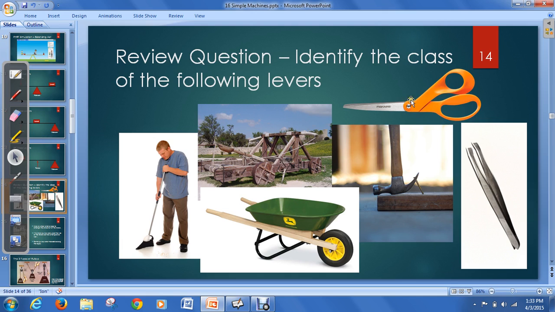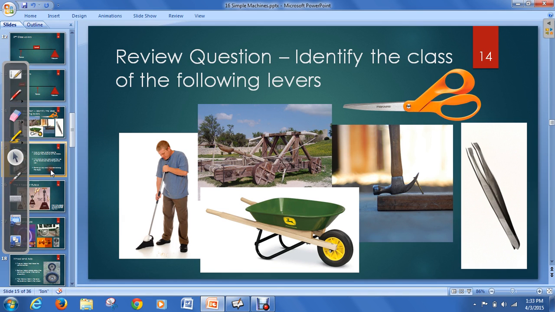And then last of all, a pair of scissors. This is actually 2 first-class levers put together, because you got the fulcrum in the center, you got the force on the outside, and you got the load on the other side. So this is a first-class lever. Hopefully that makes sense. If you need more practice, you can find other examples of levers and see if you can determine what type of class they are. Okay, let's move on to pulleys.